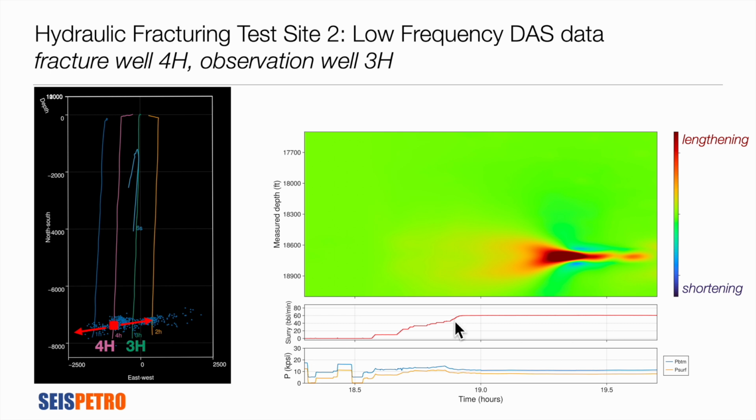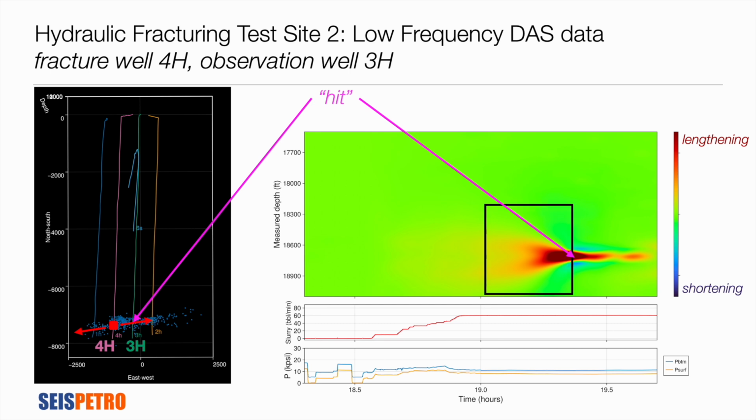Now remember that the fracture system did intersect well 3H with its fiber at a certain point in time and at a certain measured depth. Here, the pink arrows relate those two events. So we see in the map view where the intersection takes place, and in the data view, we see the measured depth, about 18,700 feet, and the time point when that intersection or hit took place. For today, we will focus on the data in this black box.